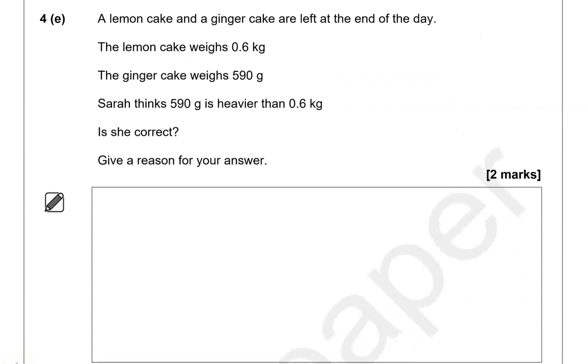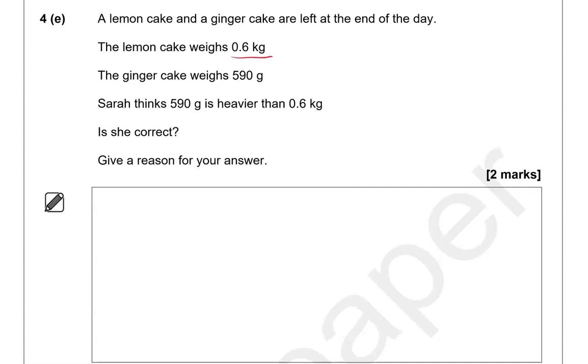A lemon cake and a ginger cake are left at the end of the day. The lemon cake weighs 0.6 kilograms, the ginger cake weighs 590 grams. Sarah thinks 590 grams is heavier than 0.6 kilograms. Is she correct? Give a reason for your answer.